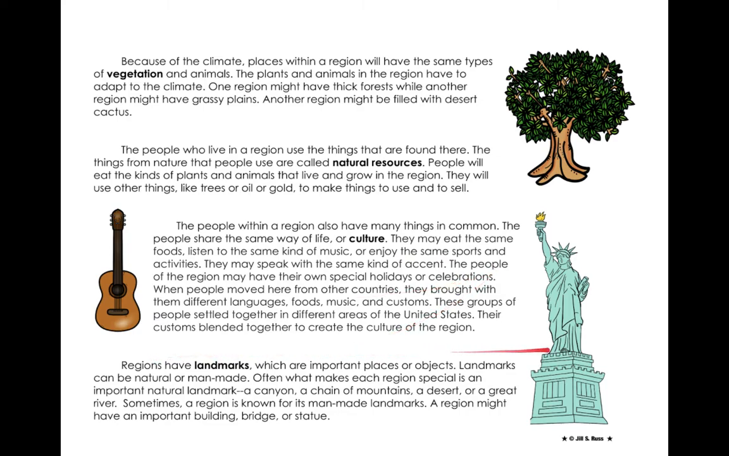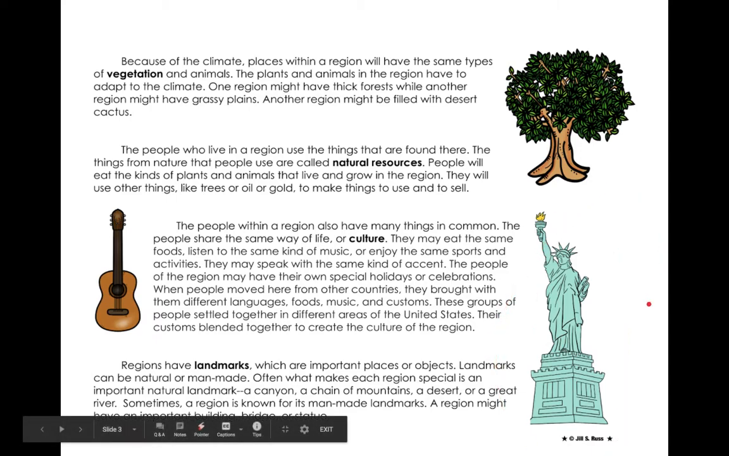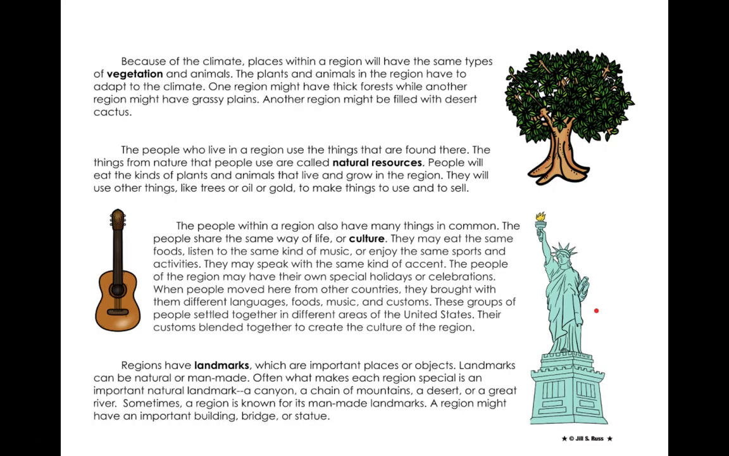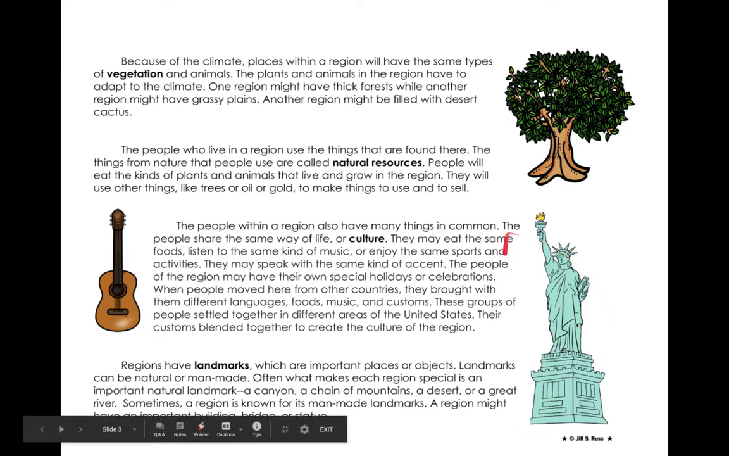And regions, of course, have landmarks, which are important places or objects. Landmarks can be natural or man-made. Often what makes a region special is an important natural landmark, like the Grand Canyon, or a chain of mountains, like the Rocky Mountains. Or here in Minnesota, like the Great Lakes. Or it might have an important man-made landmark, like the Statue of Liberty in New York.